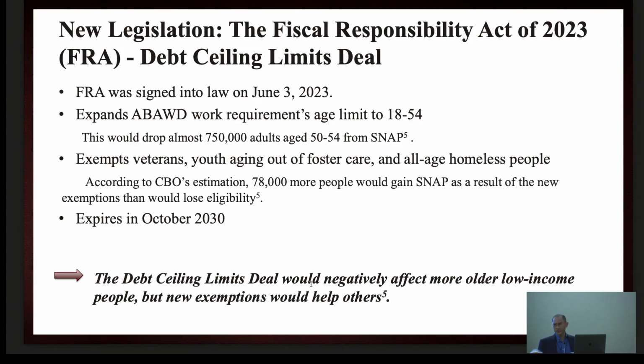The other good news, they say, is that they expanded the nature of the exemptions. So it would include now veterans, youth aging out of foster care, so kids or adults 24 and less who have aged out of foster care by age 18. And then the big thing here is this all-age homeless people.